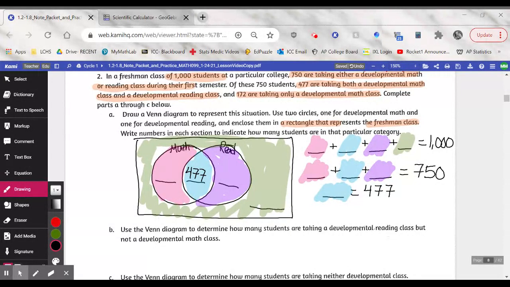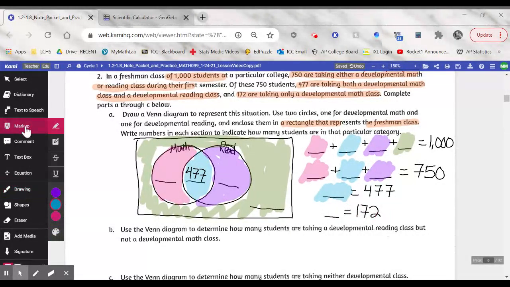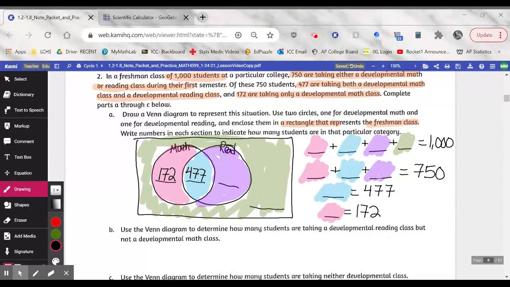So that tells me that just the pink is 172. So right here, I can put 172. So when I look at the one above, right here, my pink spot is going to be 172. The one for both of them, the blue, is 477, and I just need to solve for what the purple would be. So what I can do is, let's go ahead and do the work over here.